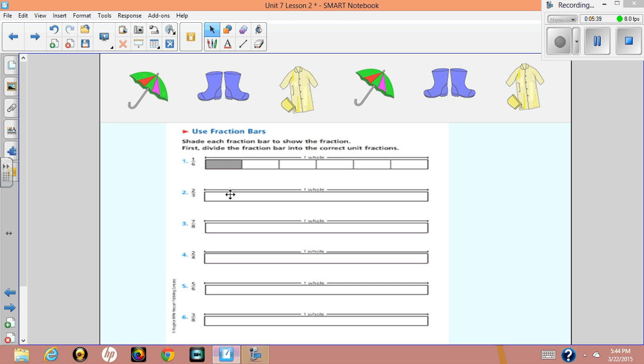Now we could do the same. I don't have a ruler at this, but let's look at 2/3. So I'm going to try to divide this up into equal parts.